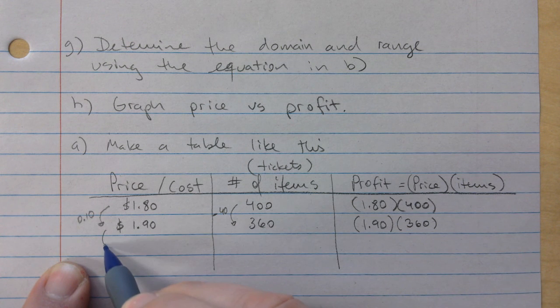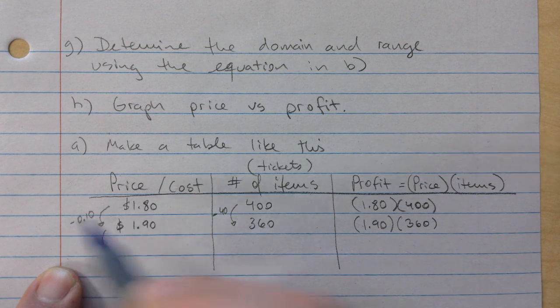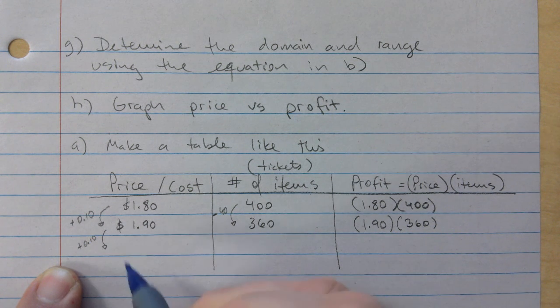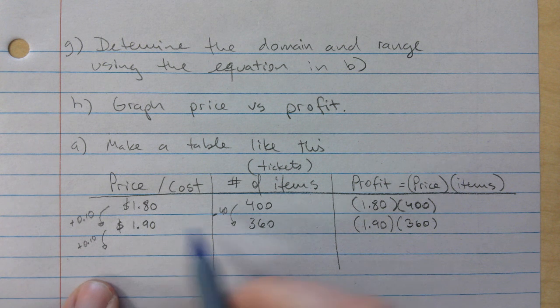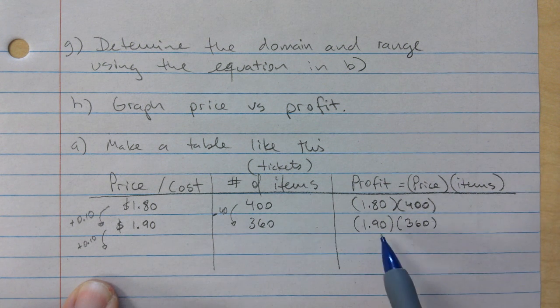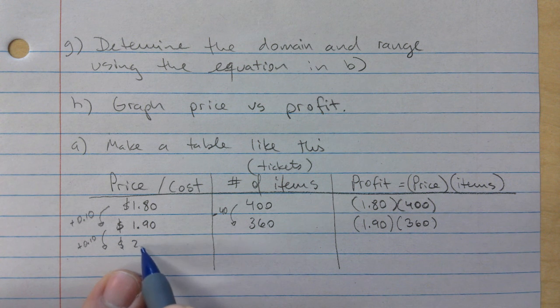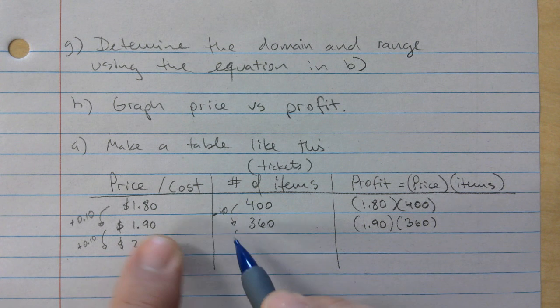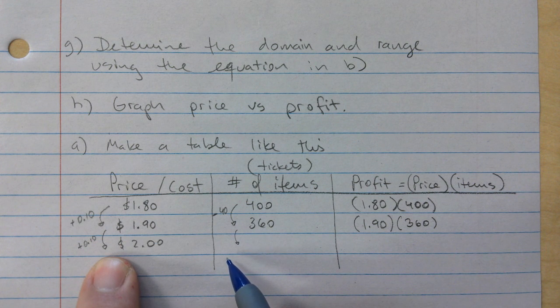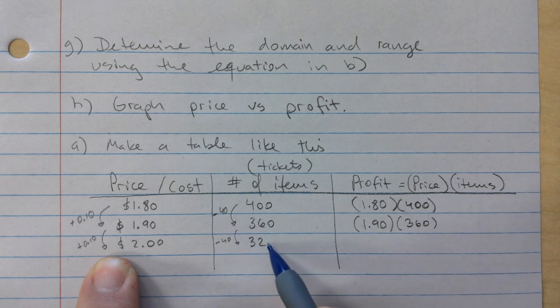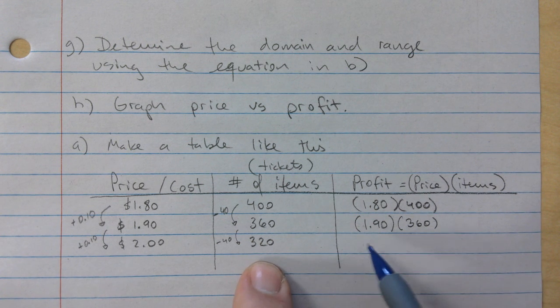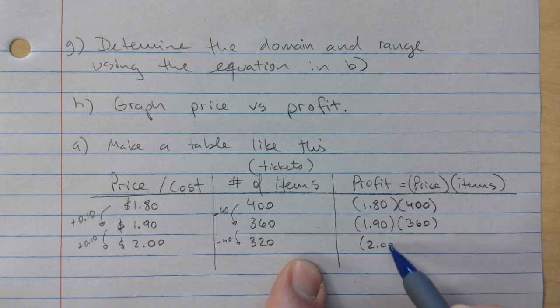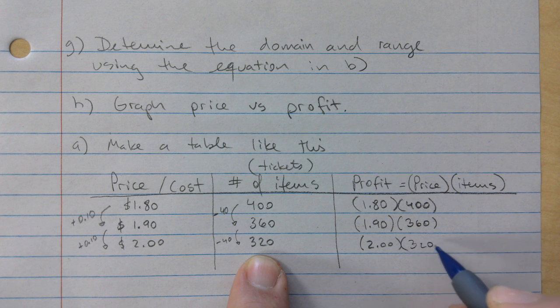And this continues. How many points do you need again for, sorry, this was plus. How many points do we need for a quadratic? 3. So you're going to have to do this for 3 rows, okay? And so if you increase it one more time, you get to $2. This would now drop because it's happening again and again. So you would drop by 40, so that gets you to 320, and the profit there would be $2 multiplied by 320 tickets sold.